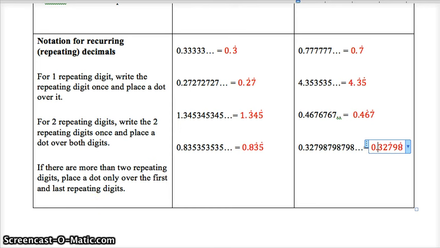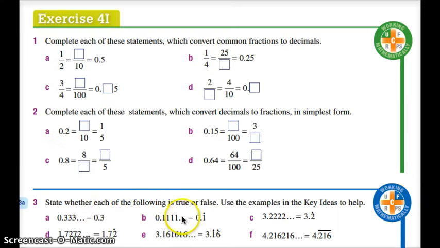Okay, we can now go back to the textbook and complete some questions. To practice this last skill, which is recurring decimals, you're going to go to page 178 of your textbook, exercise 4I, and I would like you to do all of question 3 from A through to F.